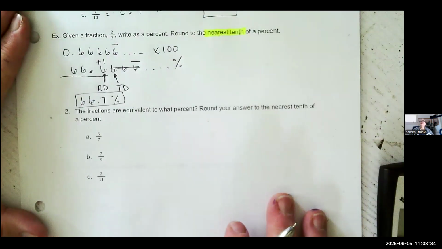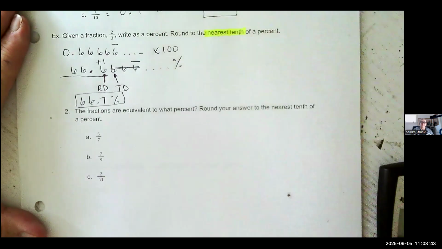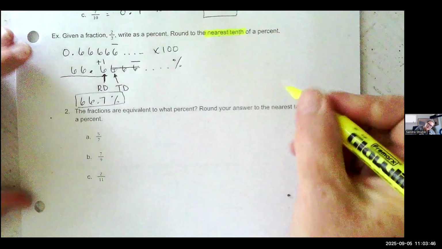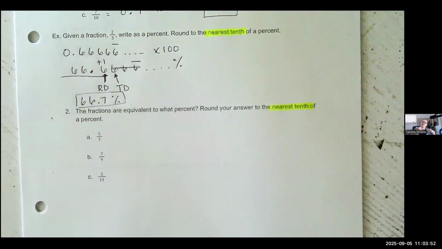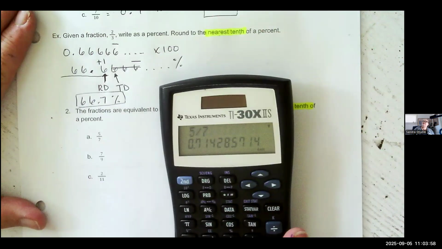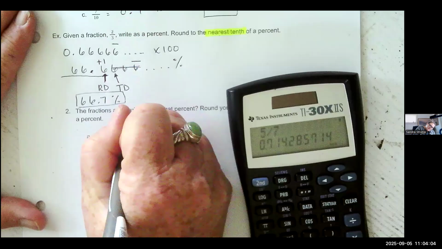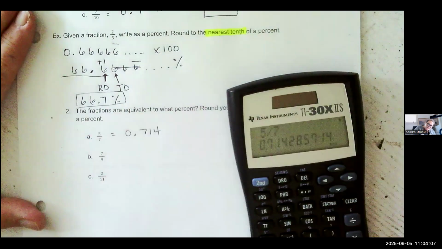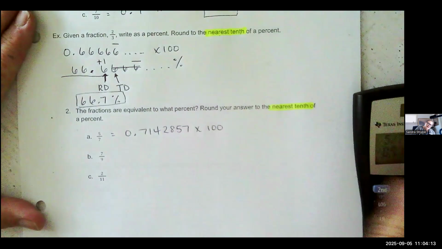And there you go. All right, the fractions are equivalent to what percent? So again, we're going to have to do what we did in the previous ones. Pause the video. You're going to have to do some rounding. You're going to have to round to the nearest tenth of a percent. So this will be good practice for you. Pause the video and then come back and watch me do it. All right, 5 divided by 7, and that's 0.714285... times 100. I'm going to go ahead and write that. You don't need to write this down. You can leave it in your calculator and just multiply by 100 like what I'm about to do.